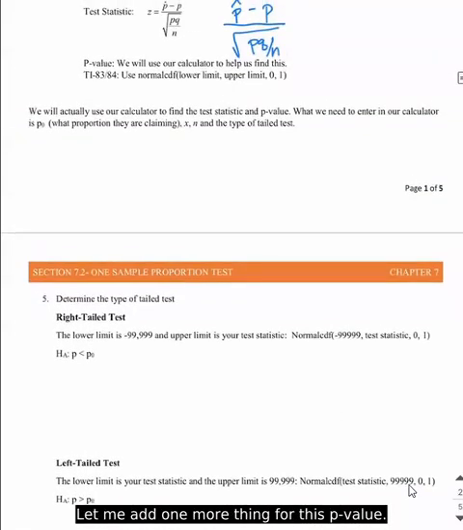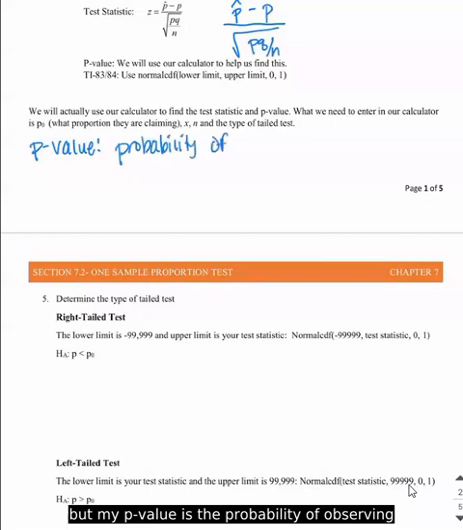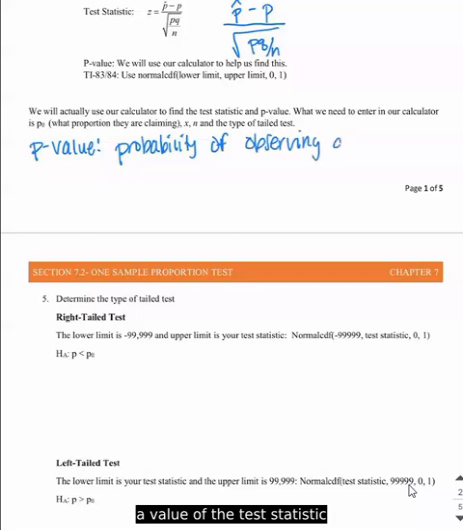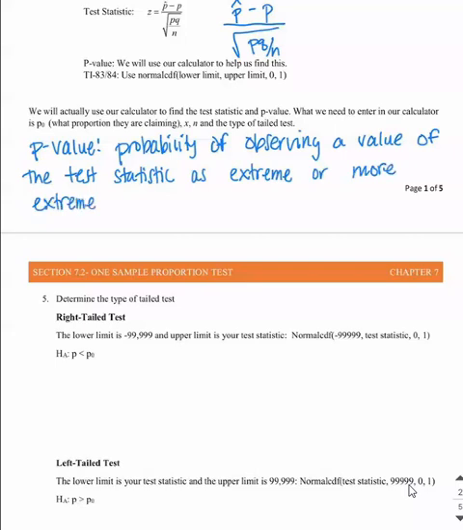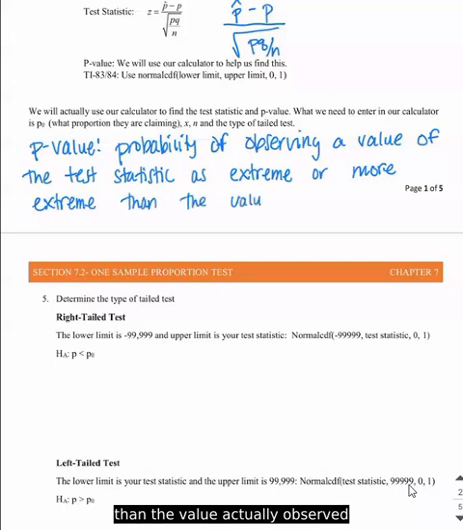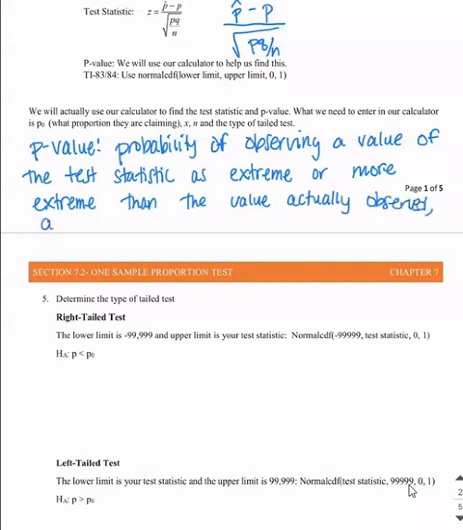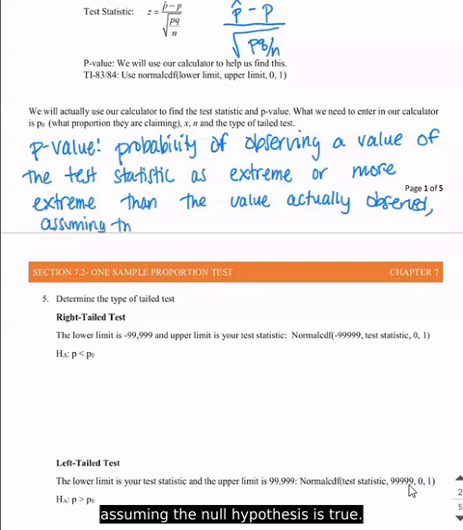Let me add one more thing for this p-value. We've talked about probability before, but my p-value is the probability of observing a value of the test statistic as extreme or more extreme than the value actually observed, assuming the null hypothesis is true.